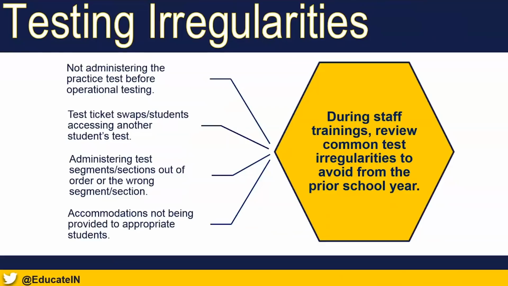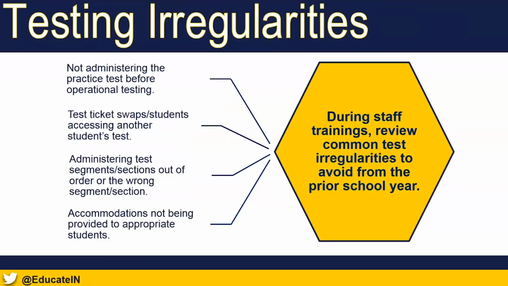TAs administering test segments or sections out of order or the wrong segment or section. This typically occurred when TAs did not verify they were approving the correct test for students before allowing students to proceed. TAs need to remember to verify the appropriate test is selected for each student before approving students to move forward.